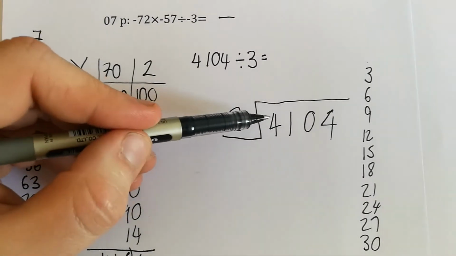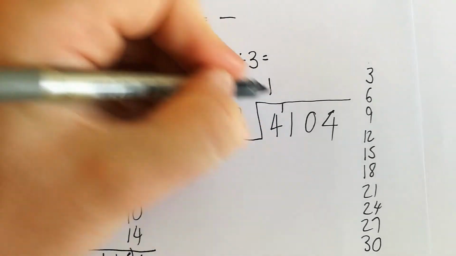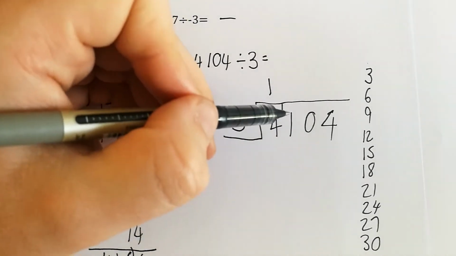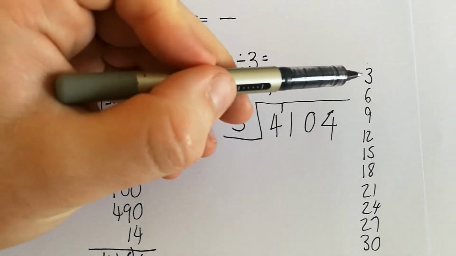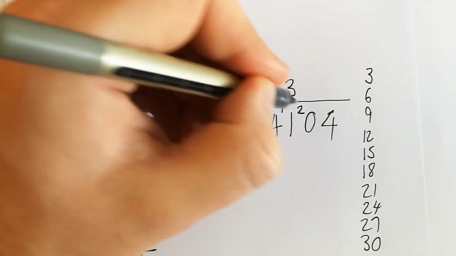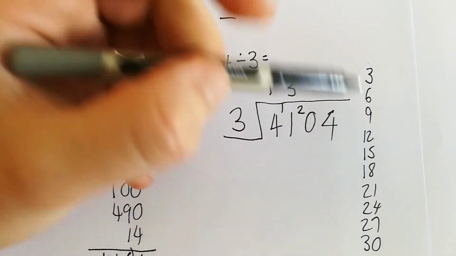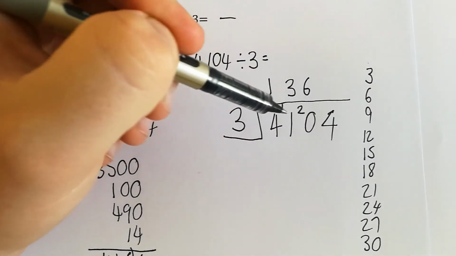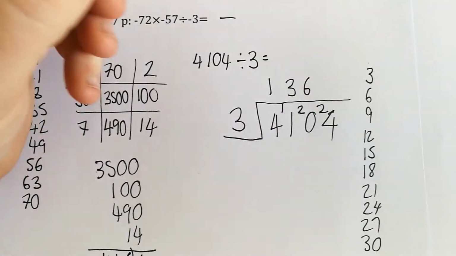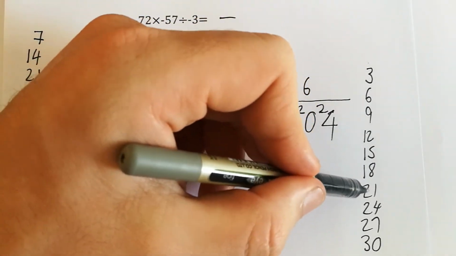How many 3's fit into 4? Well, that's 1 with 1 left over. So I've used up 3 out of the 4, and then we've got 11. How many 3's fit into 11? 1, 2, 3, which is 3 with 2 left over. How many 3's fit into 20? 1, 2, 3, 4, 5, 6. And how many got left? Well, we used up 18 out of the 20, we've got 2 left. How many 3's fit into 24? 1, 2, 3, 4, 5, 6, 7, 8.